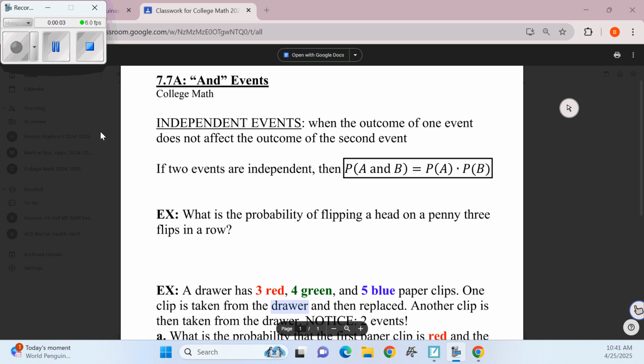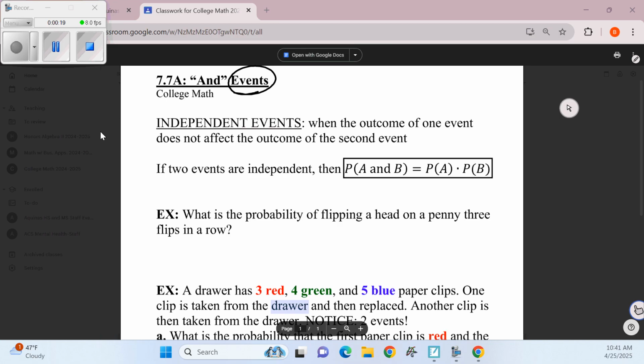Let's keep going down this probability road. This is a really short lesson. We're going to talk about "and" events. So notice I'm talking about plural events, like multiple different events happening. Like I'm going to flip a coin not once, but multiple times.